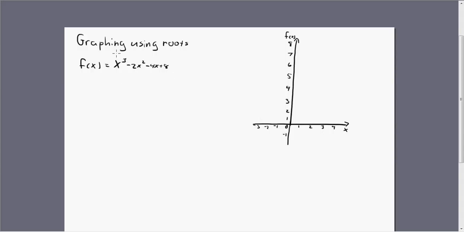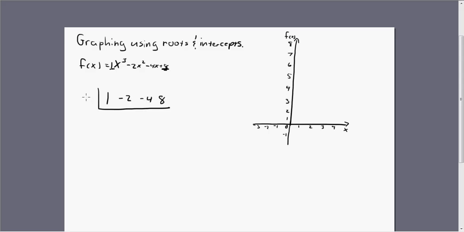In this video, I'm going to show how you can graph using roots. Well, roots and intercepts, really, what I should say. First thing I'm going to do is look at this value here and this value here, and I know the possible solutions are going to be factors of 8 divided by factors of 1. So I'm going to use synthetic division to look for some possible solutions.